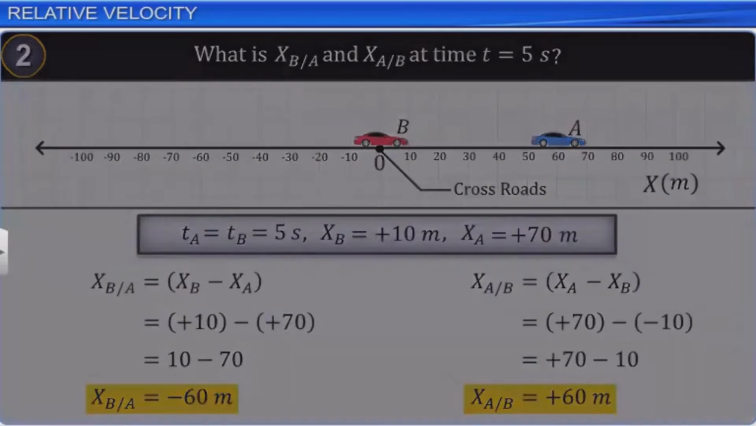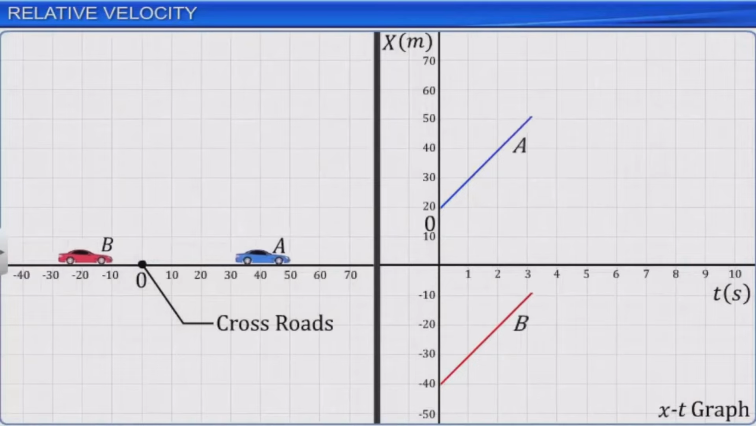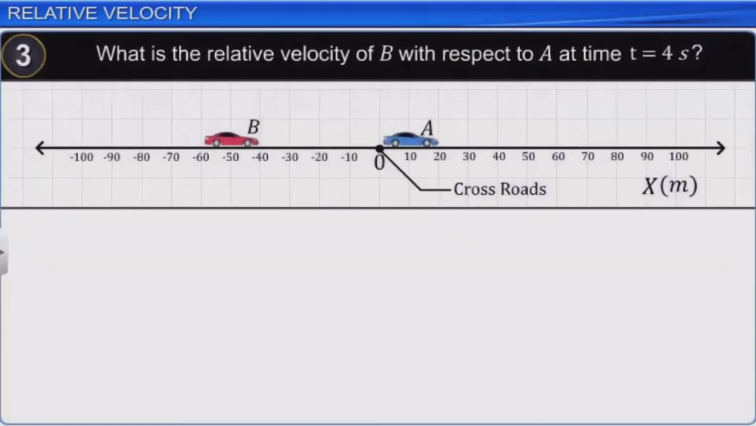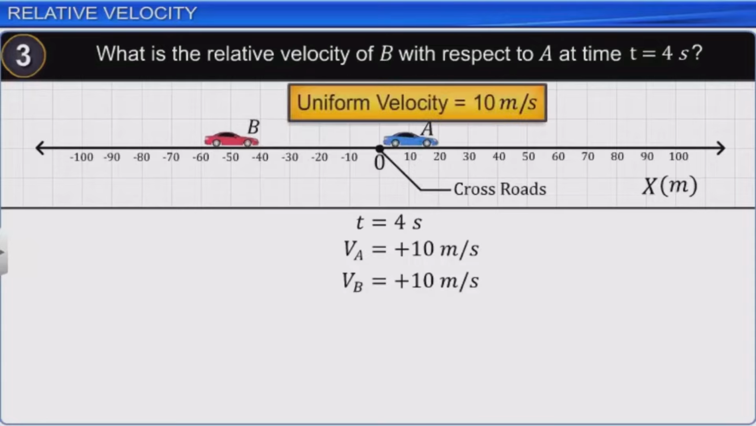This implies that the distance between the two cars remains constant, irrespective of time elapsed from the first observation. What is the relative velocity of B with respect to A at time t equal to 4 seconds? We know that the values of t, VA and VB are equal to 4 seconds, plus 10 meter per second and plus 10 meter per second respectively. As the two cars are moving with uniform velocity, VB by A is equal to VB minus VA. By substituting and simplifying, we get 0 meter per second.